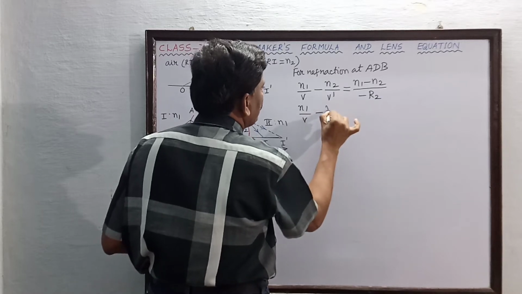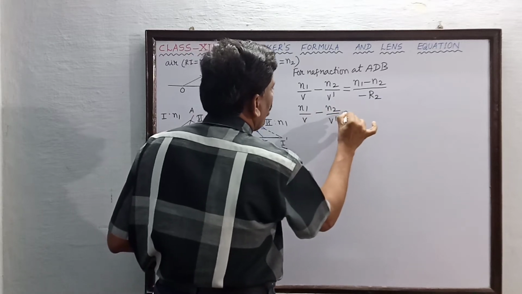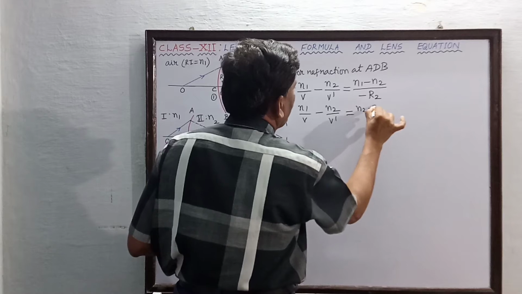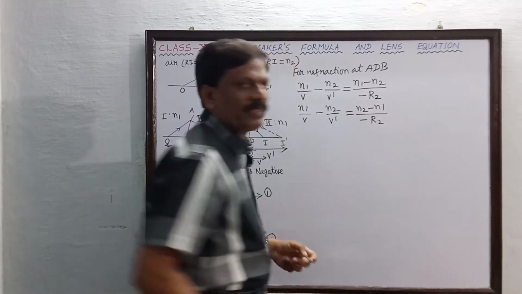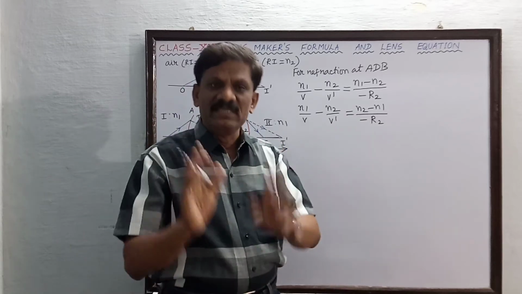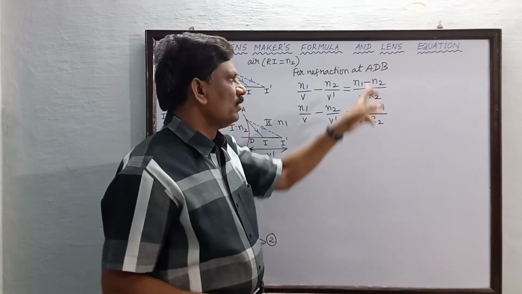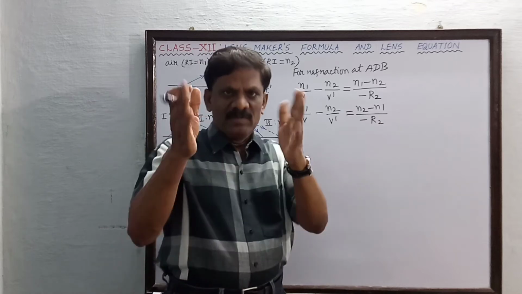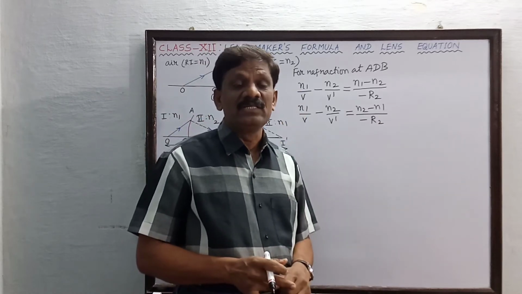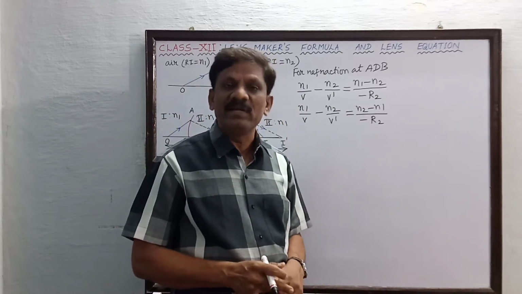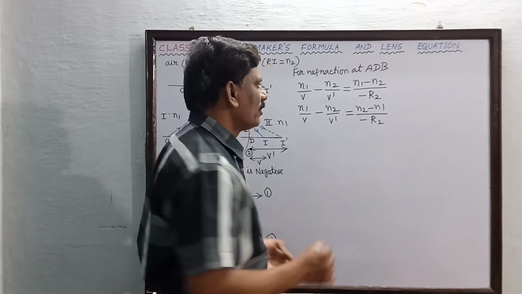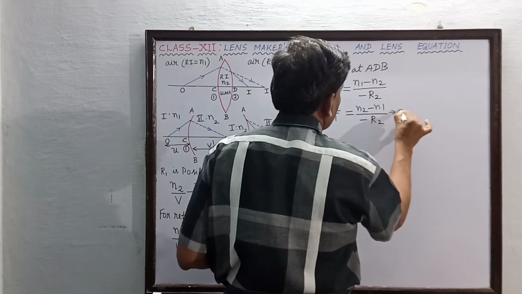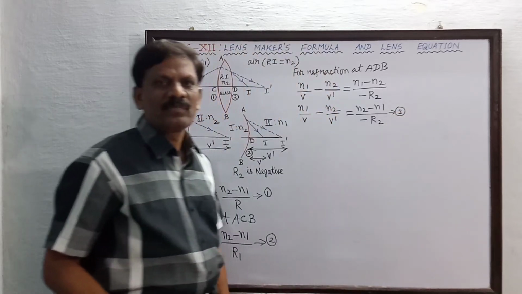So I am going to rewrite this equation as what? n1 by v minus n2 by v dash is equal to n2 minus n1 divided by minus r2. This minus you should not change, it is as it is. Understand? So the modulus of n1 minus n2 is also equal to n2 minus n1. So I have changed the order like that. And I call this equation 3. This is equation 3. Okay?